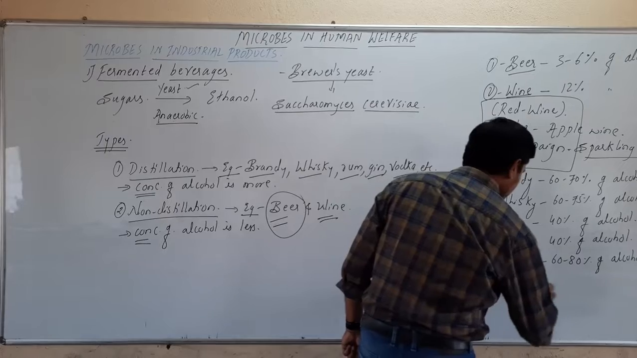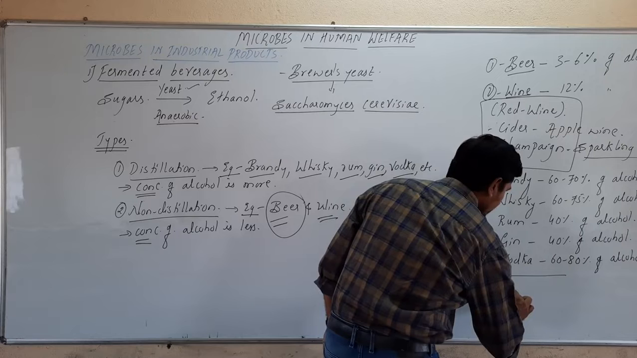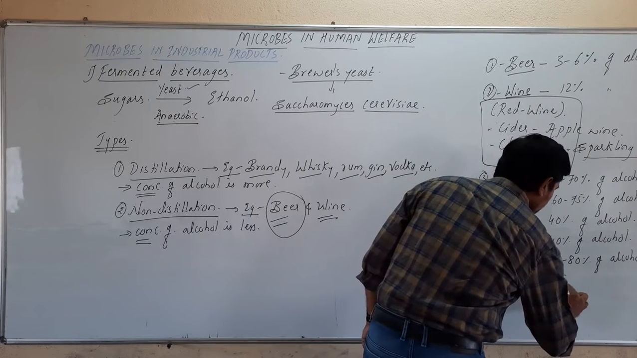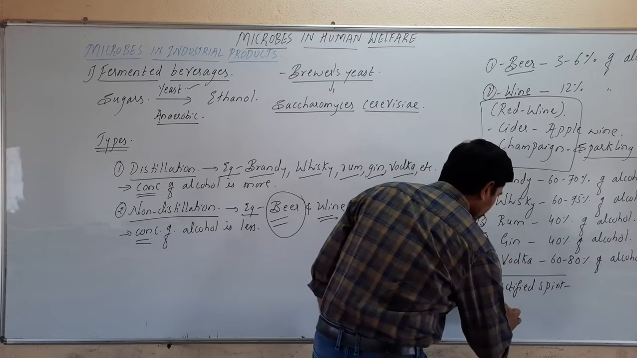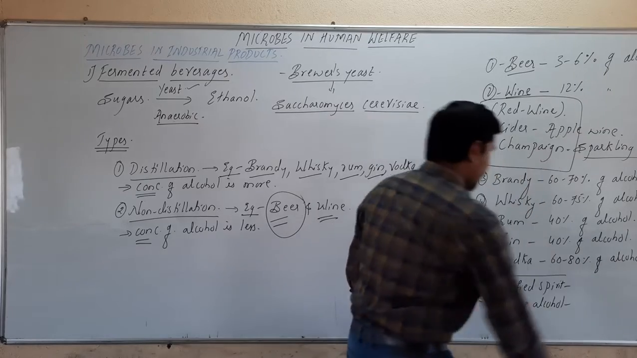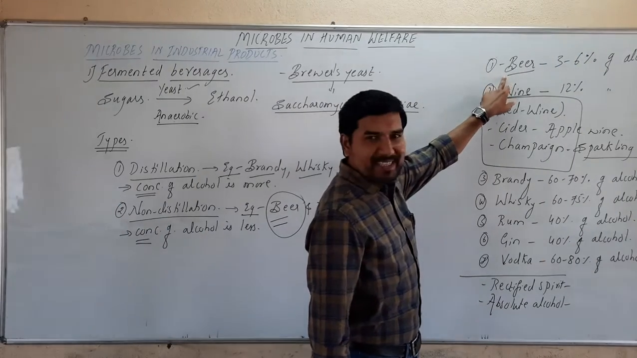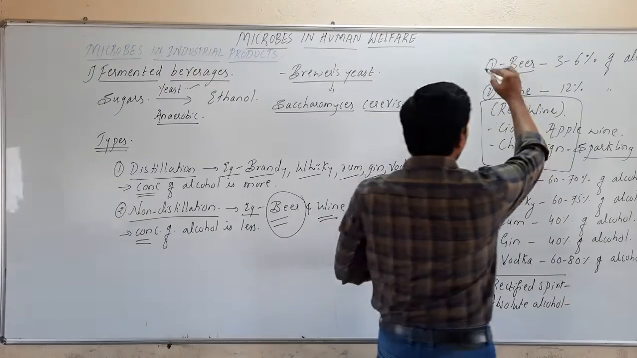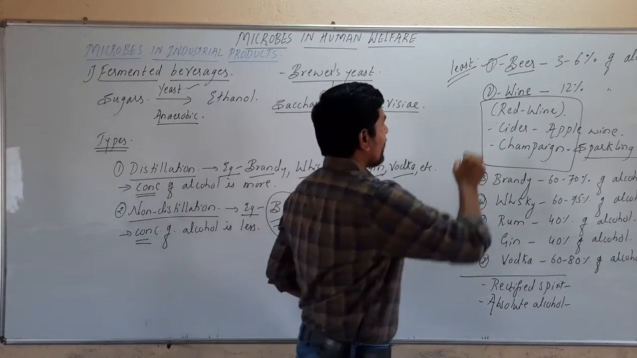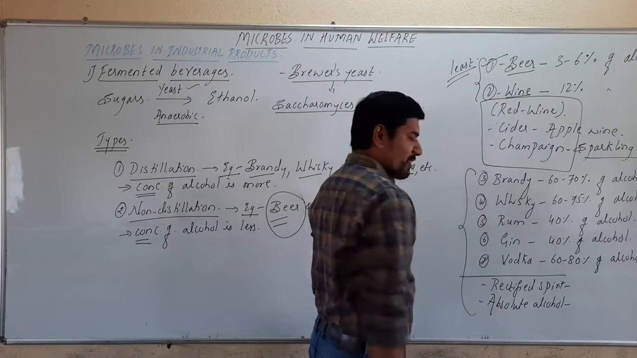Then apart from this, we have others also: rectified spirit and absolute alcohol. Look at this part here. It contains the least amount of alcohol: beer. It is the least. Now these two are non-distilled alcoholic products, and all these are distilled alcoholic products.